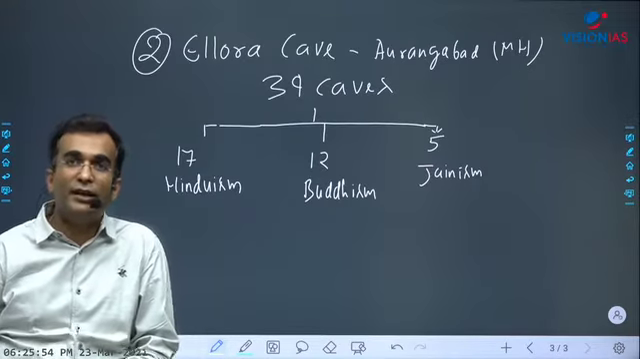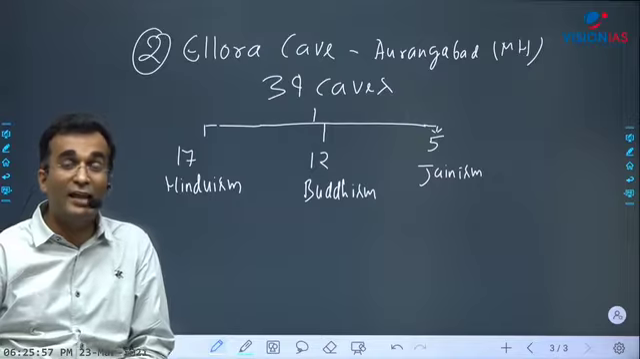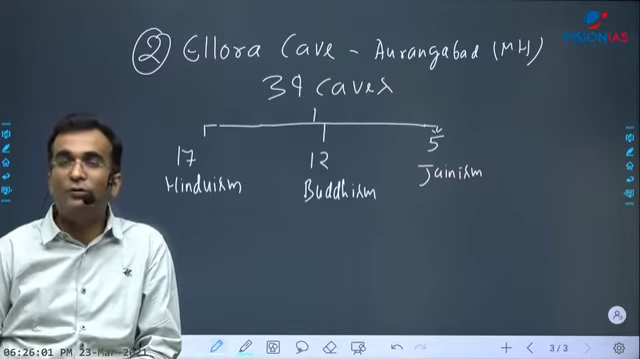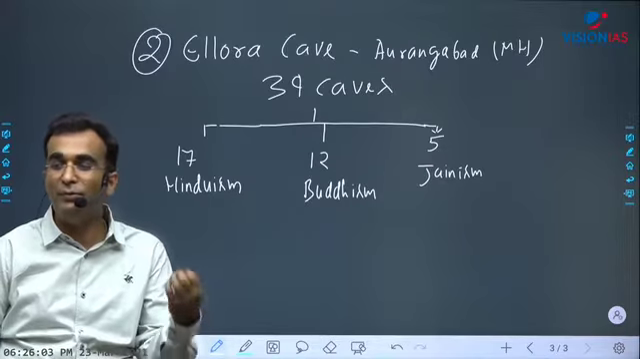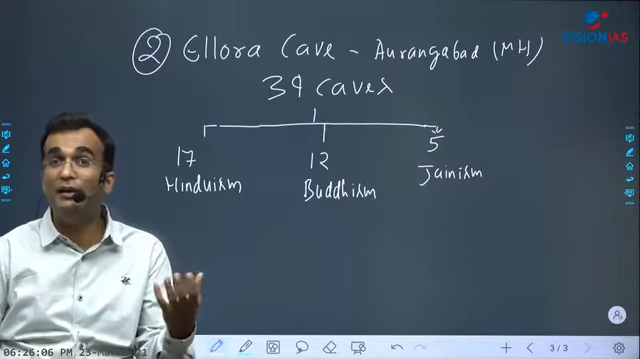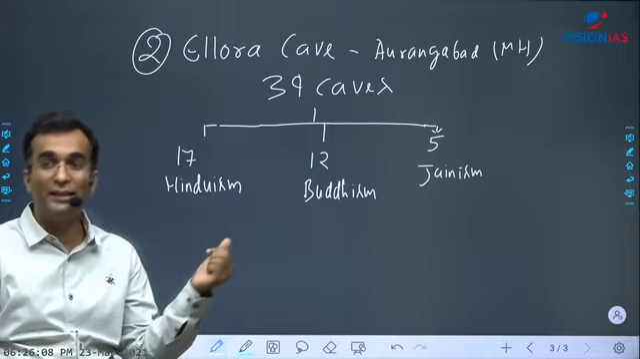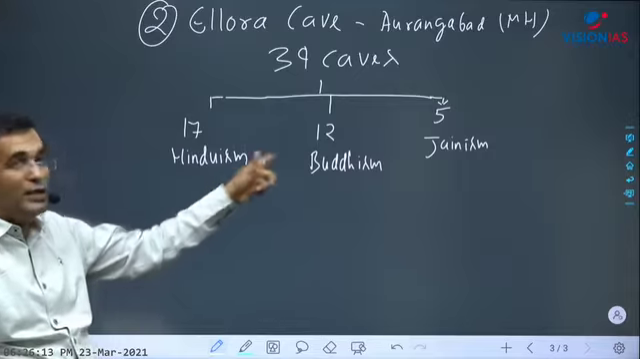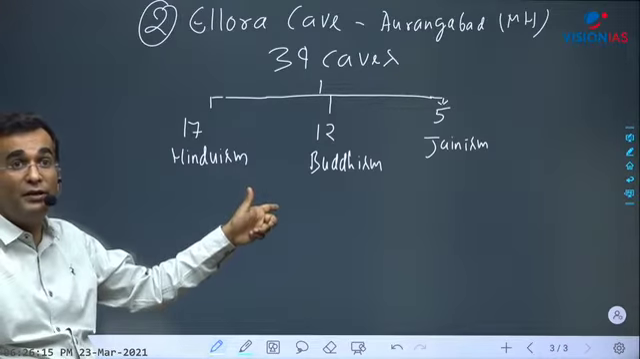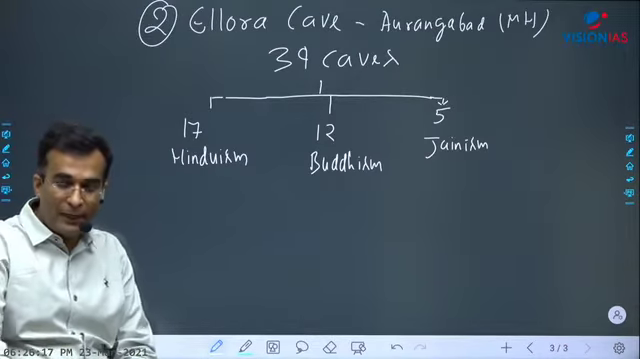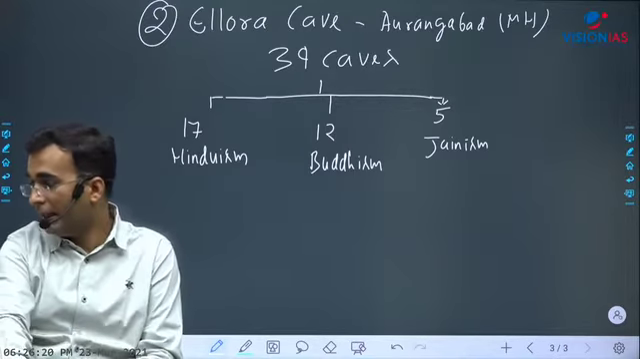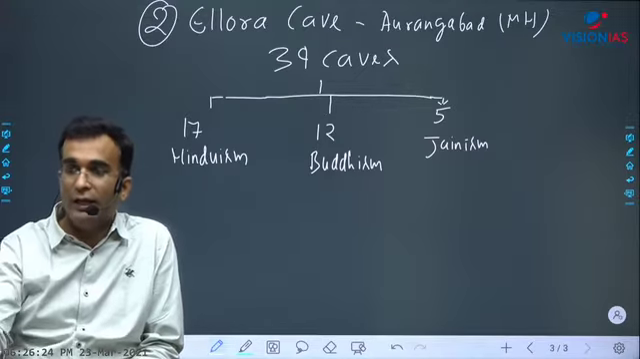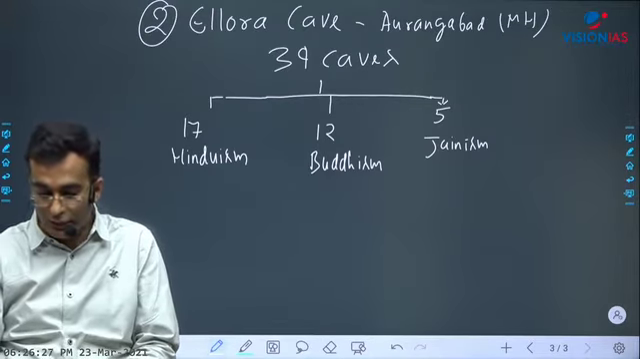But the highlight of Ellora, Vaibhav can confirm this, is the Hindu caves of Ellora. Moreover, among the Hindu caves the most important is the Kailasnath temple, which is a monolithic temple created in Ellora. So as you can figure out, Hinduism is the dominating one. So you write that Hinduism is the dominating religion in Ellora.